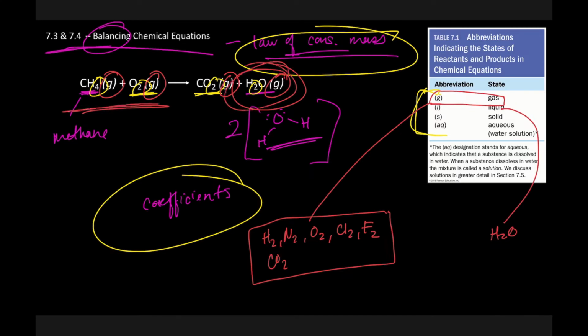But in general, at room temperature, water will be a liquid. In terms of elements, you should know that bromine is a liquid. And obviously mercury is also a liquid at room temperature.